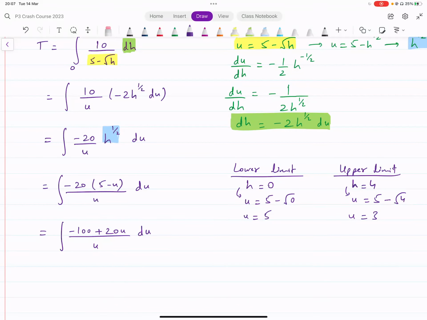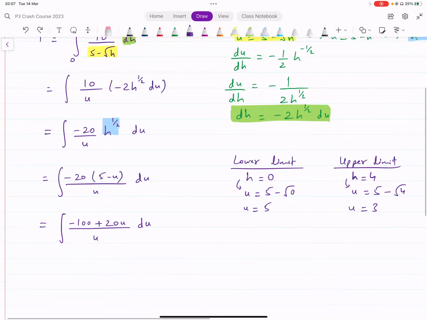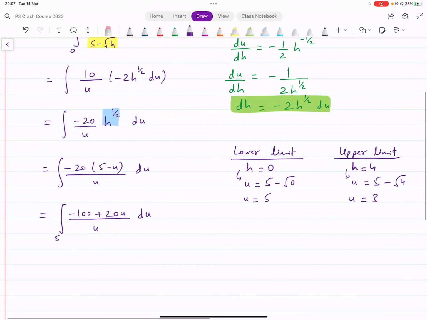If you want to use the same limits as this, what you'll do is write 5 as the lower limit and 3 as the upper limit. Don't interchange it, just keep it as it is. Don't just write that on top here, thinking that 5 is the bigger number.